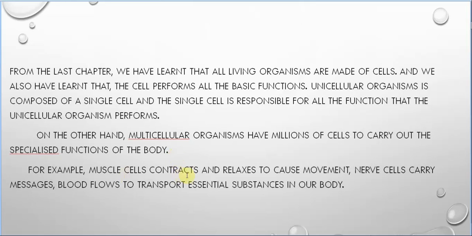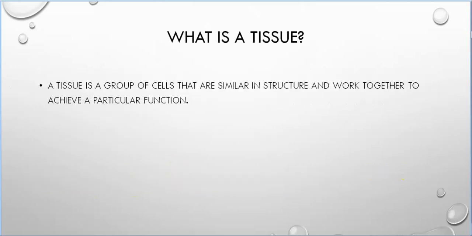For example, muscle cells contract and relax to cause movement. Nerve cells carry messages, and blood flows to transport essential substances in our body. In the previous slide we learned that a multicellular organism is made up of millions of cells. Now what is that group of cells called? That group of cells is called a tissue.